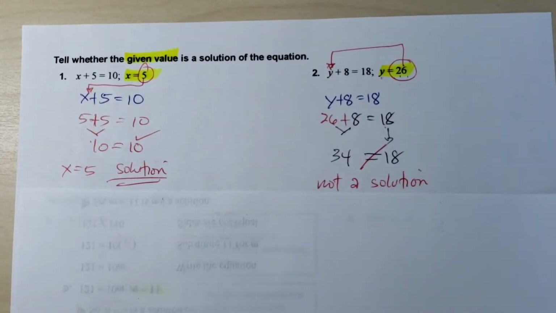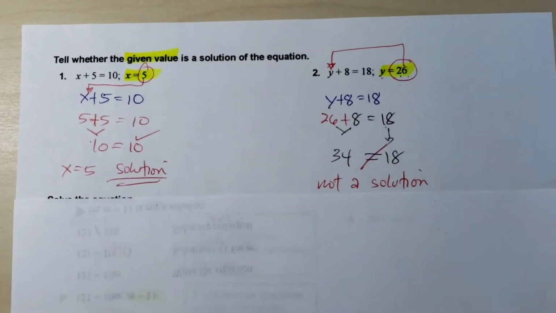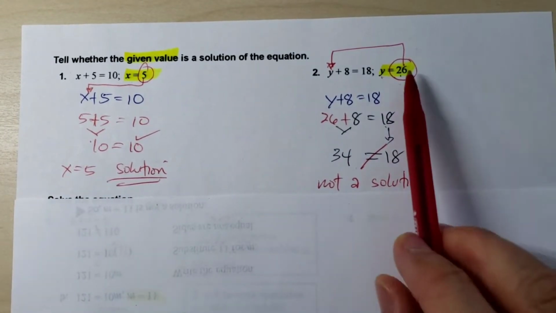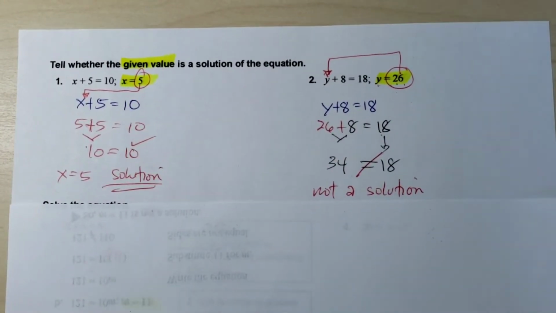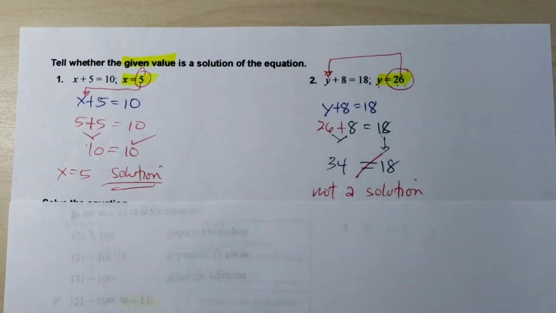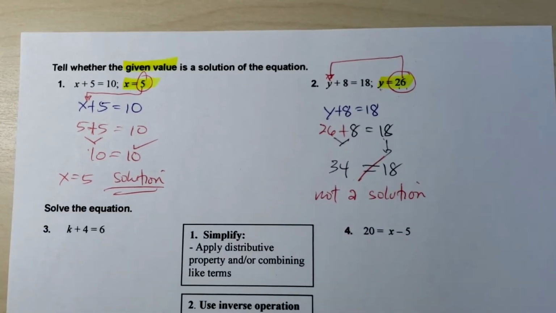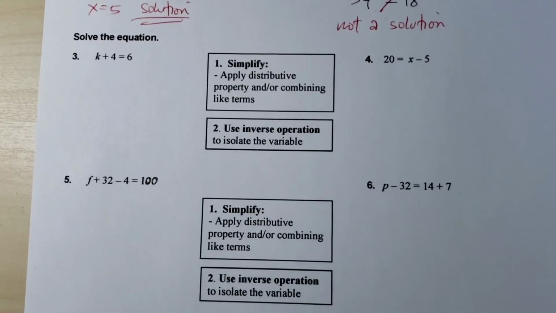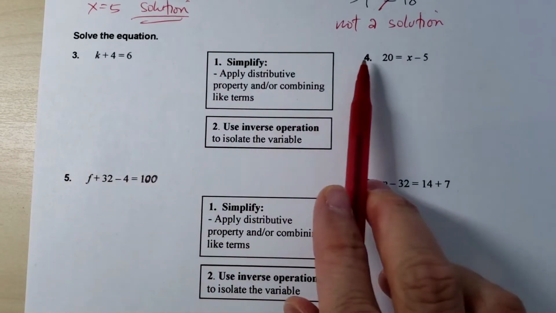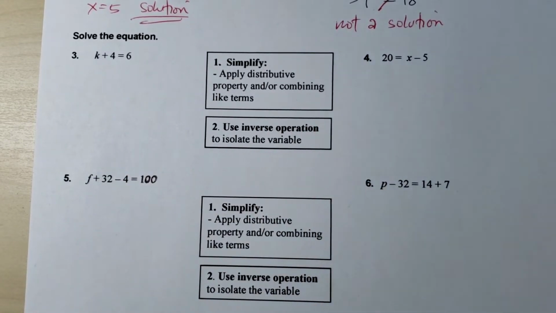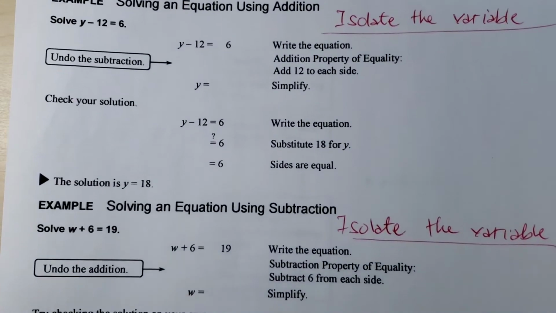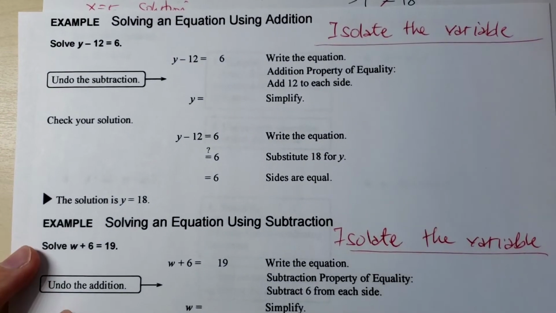Okay? Now, for number 1 and number 2, the values are given. So y is 26, x is equal to 5. Now, our next example would be, we need to solve for the variable. What I'm saying is this. We need to solve for the equation. What could k be? What is x? And so on and so forth. Now, to do that, let's do this first. Okay. Now, stay with me.